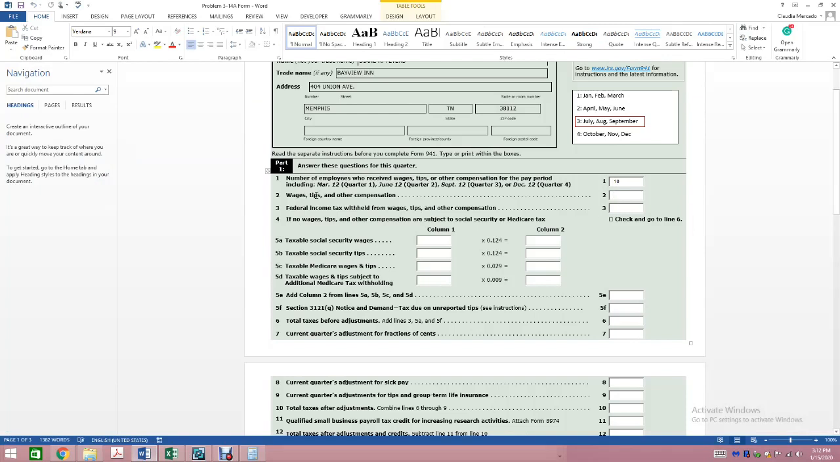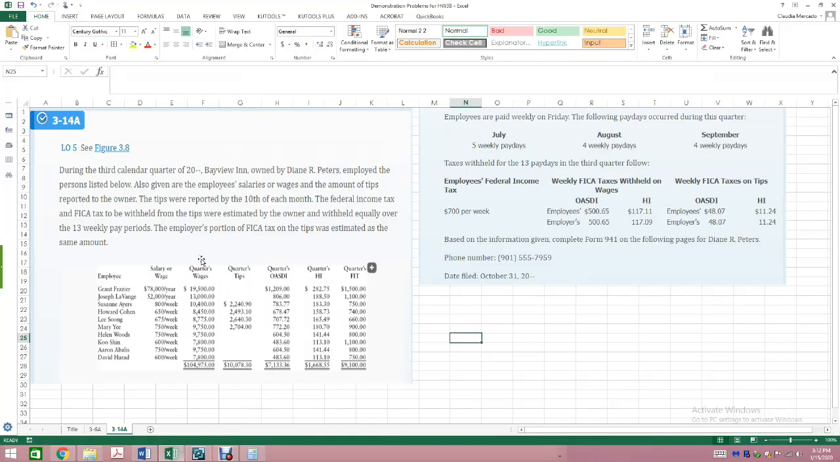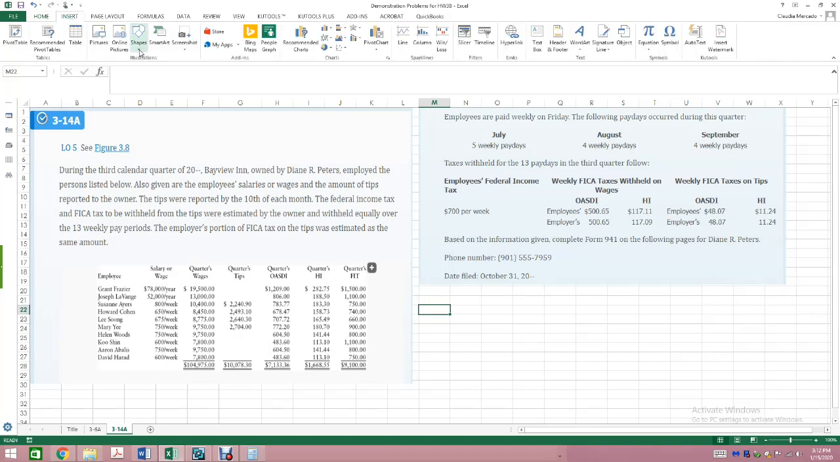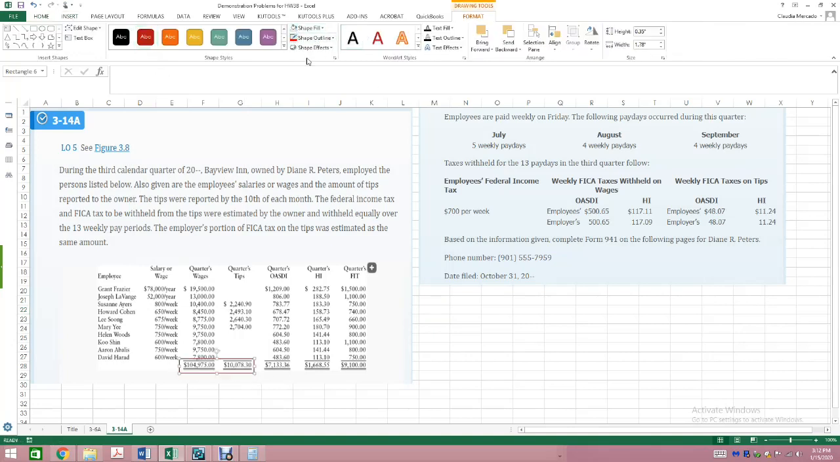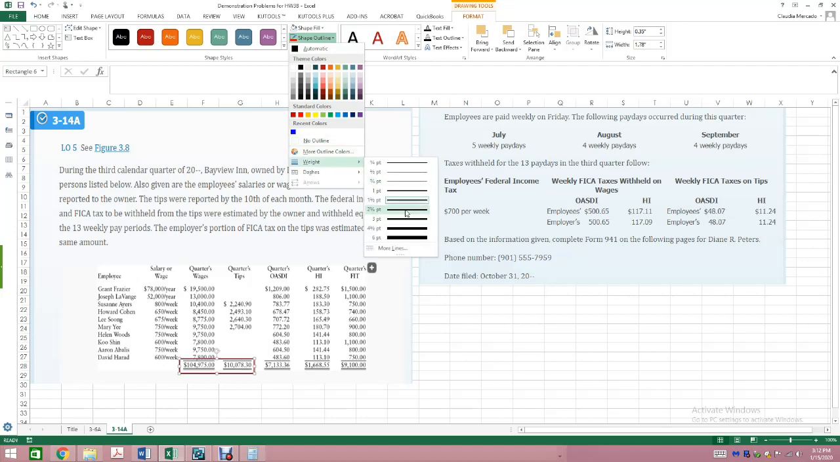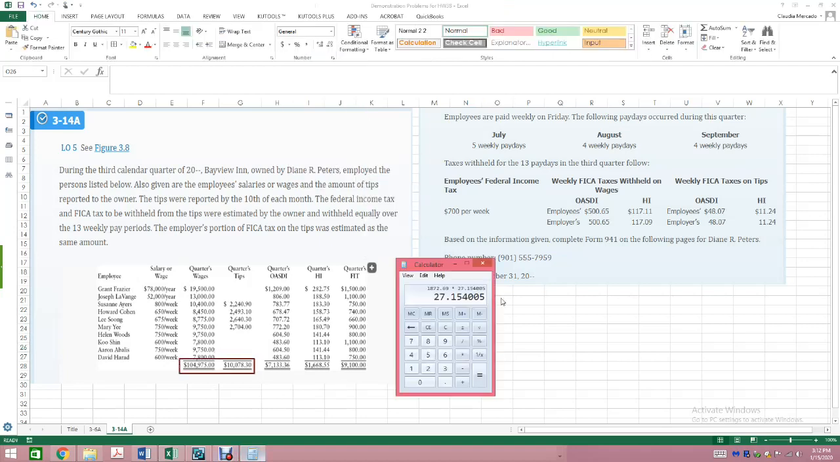Now, second box, wages, tips, and other compensation. Okay, I'm going to look at my quarter's wages. So the thing is, they're asking us for your wages and your tips. So what am I going to do? I'm going to get my total for my wages and my tips, which is right here. So my wages and my tips, I'm going to add those together.